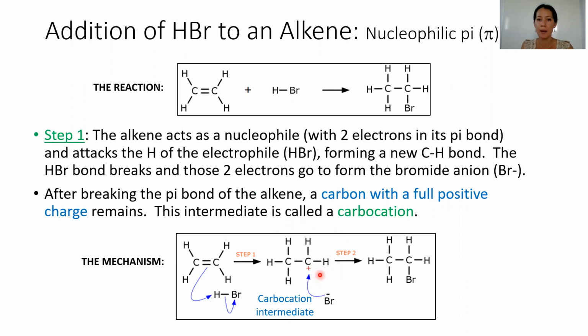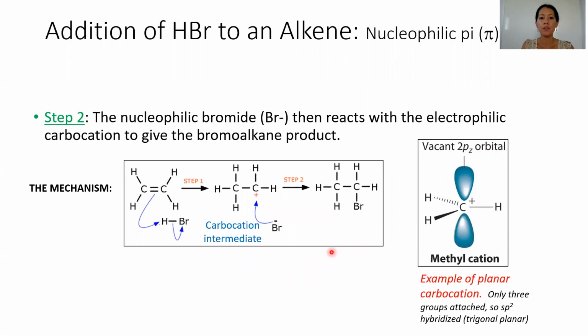In the second step, you're going to then add the Br minus. So we see here the bromide is now the nucleophile attacking the carbon of this electrophile, forming the C-Br bond, giving the bromoalkane product. What I want to direct your attention to is the geometry of that carbocation. This is going to be very important when we start talking about stereochemistry of these products.